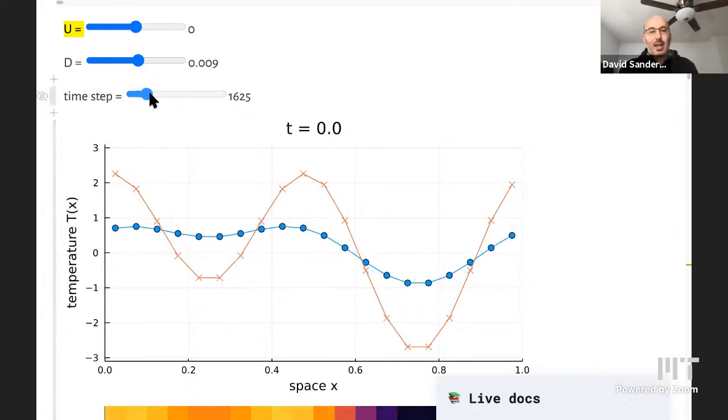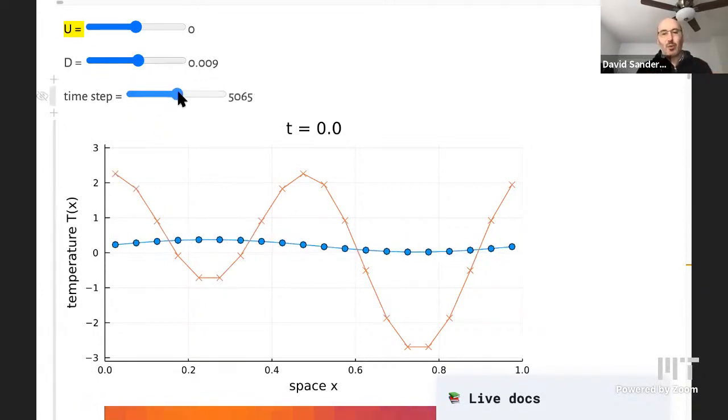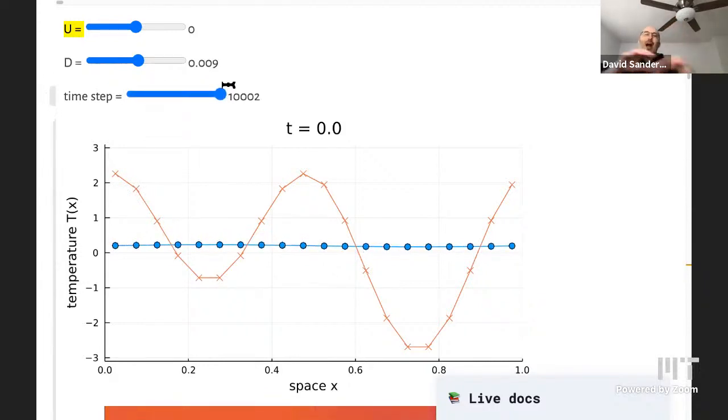And eventually you'll just end up with, you know, here we have a slightly hot spot, here a slightly cold spot, and that will gradually equilibrate, equalize, and we'll just end up with an average temperature over the whole region that we started with.